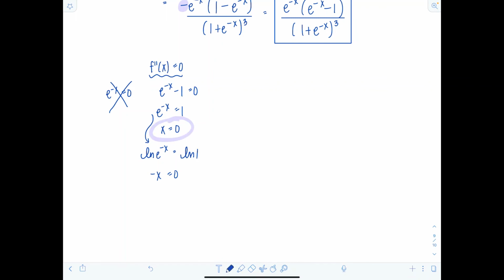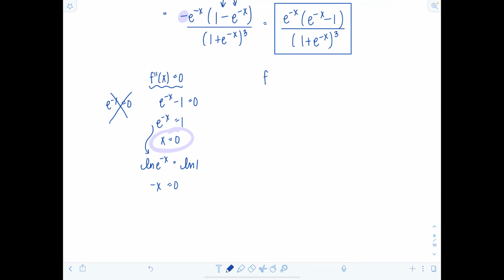Fantastic. The other place where we get critical values is where f double prime of x does not exist. That would mean the denominator is 0. I don't need the cubed part. But again, this is not going to be possible. E to the negative x equaling negative 1. Nope, not going to happen. So I only have one possible inflection point at x equals 0.